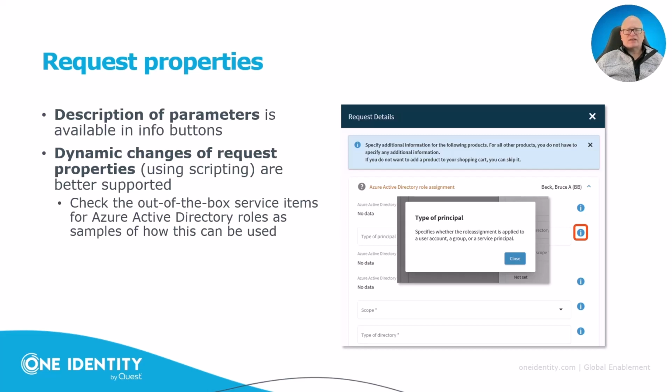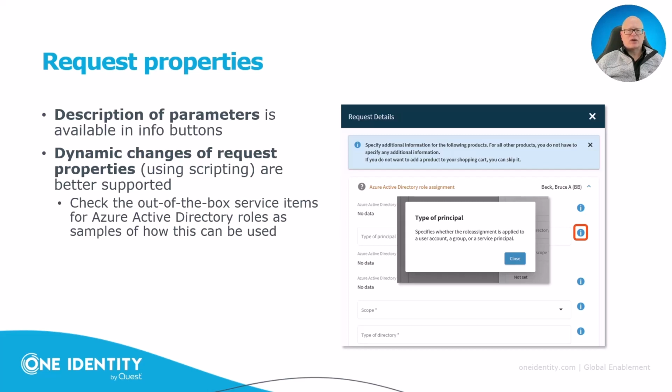One feature is that the description can be displayed in the web portal. So these request properties can have a description. This description is now displayed with the help of this wonderful blue eye you can see on the right-hand side in the picture. The second feature we are talking about is dynamic changes of request properties.